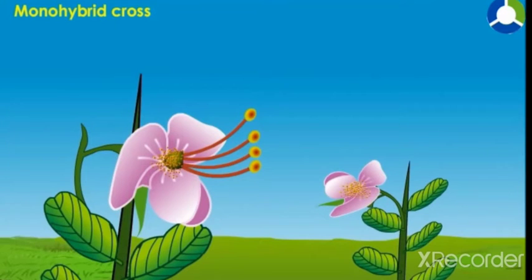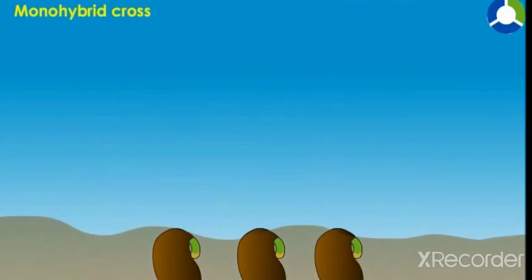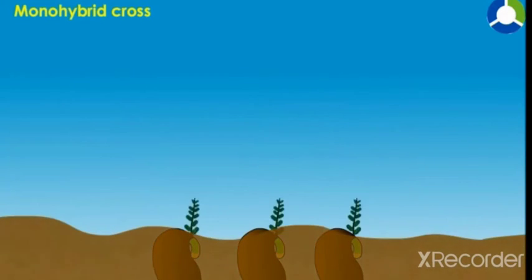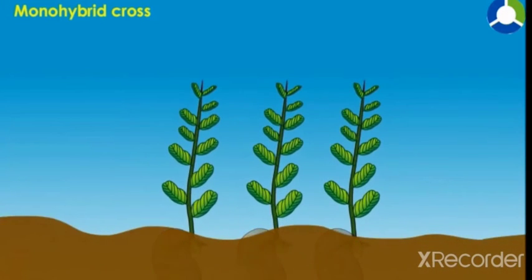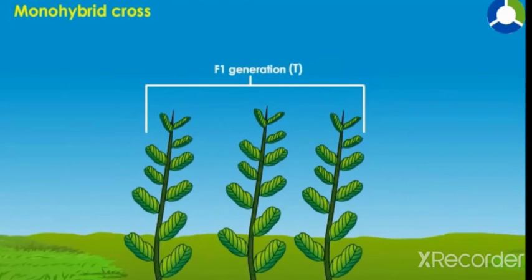After this artificial fertilization, the maternal flower was covered with a polythene cover. The seeds produced were collected and allowed to germinate, and the plants thus produced are the F1 generation. When he observed the F1 generation, all the plants were tall in size.